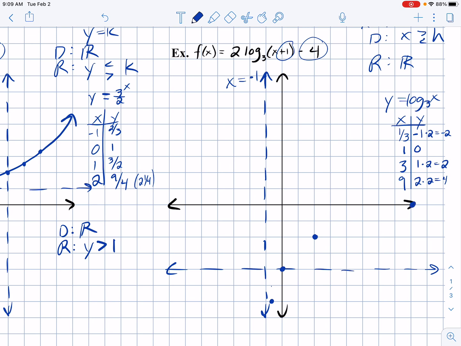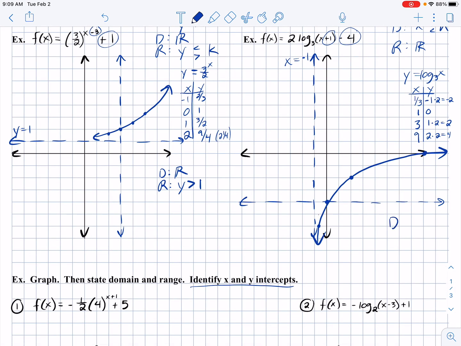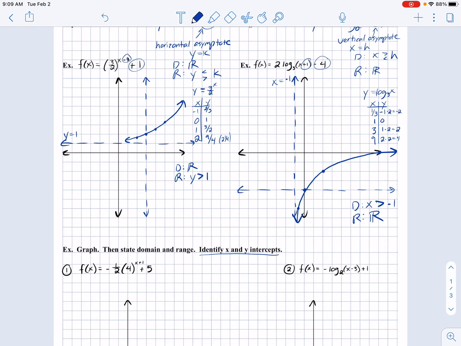All the way up here. And we have our graph that looks like this. Domain, everything greater than negative 1. Range is all real numbers because it's a log function. Okay, similar graphs, but slightly different.